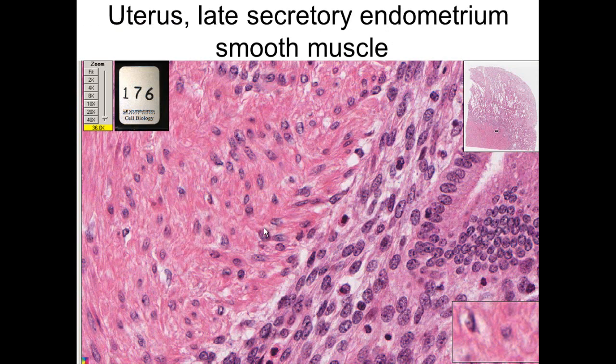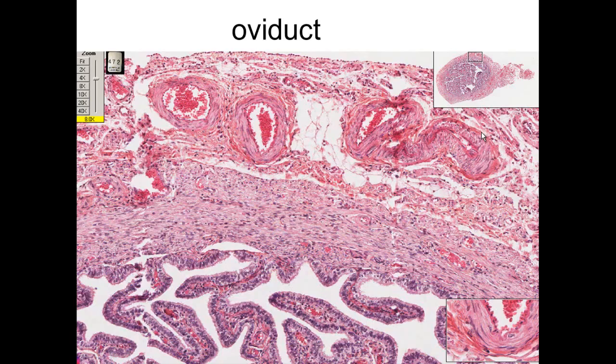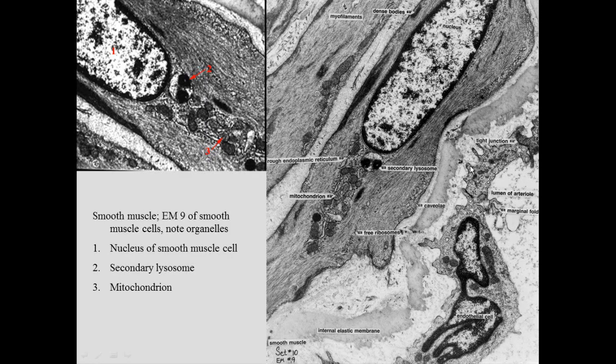Here we see smooth muscle cells again. This is a uterus. This is the myometrium of a uterus. In the oviduct, we can see smooth muscle cells running through there. Also, you see smooth muscle cells right there in the blood vessels as well. If we look at a blood vessel, here's the lumen of the blood vessel with an electron microscope. We see the endothelial cell, the internal elastic lamina, and then the smooth muscle cells.